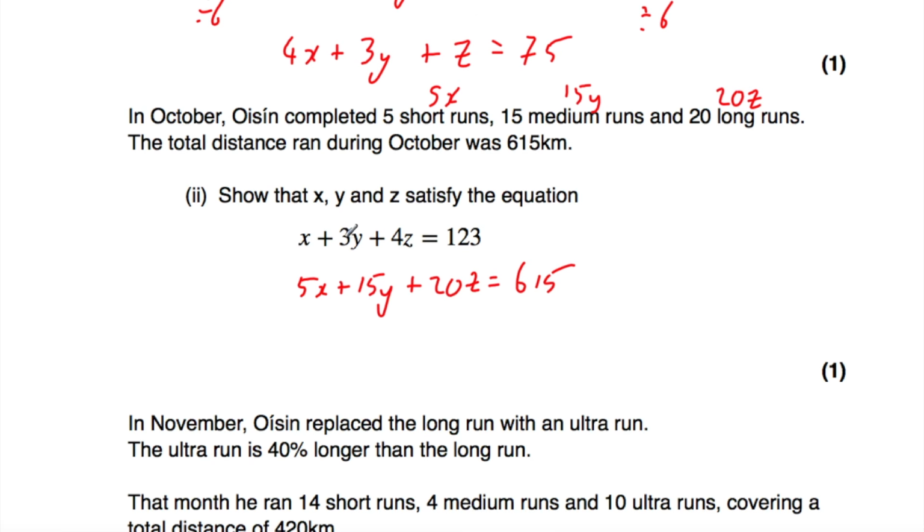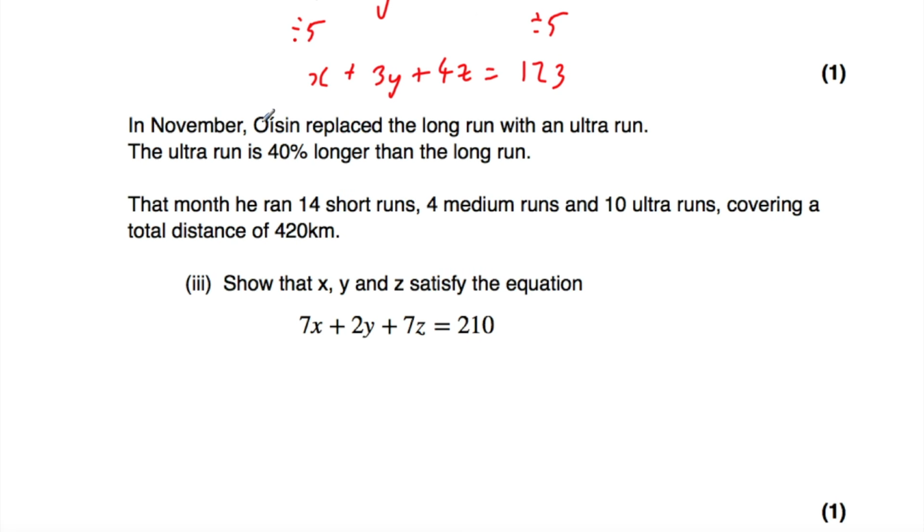Now if we have a look and see what we're trying to get to, instead of having 5x, we've got x. Instead of having 15y, we've got 3y. I'm noticing here if we divide by 5, we'll get to this. So let's divide everything by 5 and see what we get. 5x divided by 5 is x. 15y divided by 5 is 3y. And 20z divided by 5 is 4z. And then that's equal to 123. So that's fantastic.